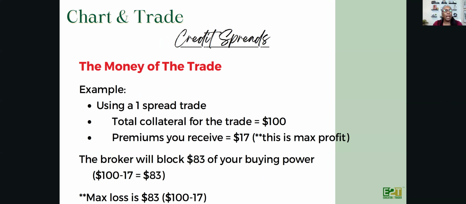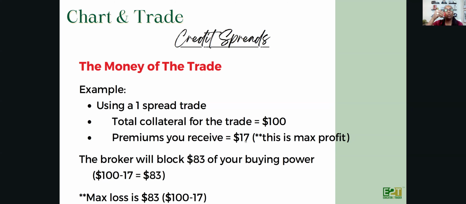Okay. If you're using a one spread trade, just like the one we just did, the total collateral for the trade is $100. Let's say you receive premiums of $17. $17 is your max profit. When you enter, you say, I'm going to sell this to you for this price. You don't get to change it along the way. So if you receive $17, this is all you're going to get for this trade, this contract.